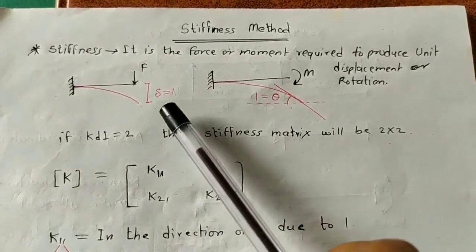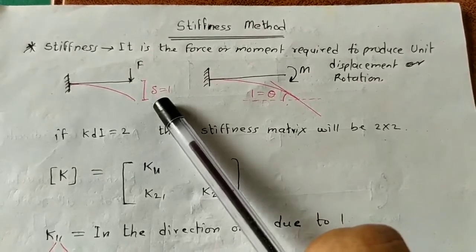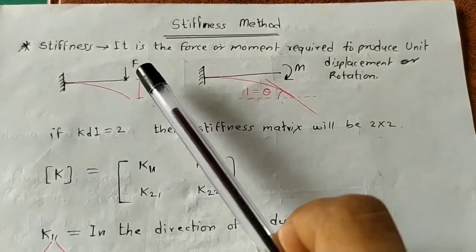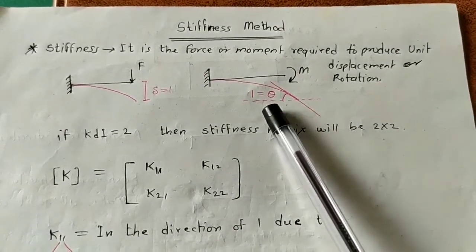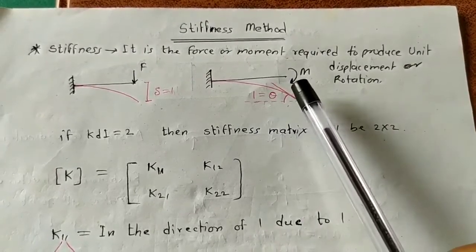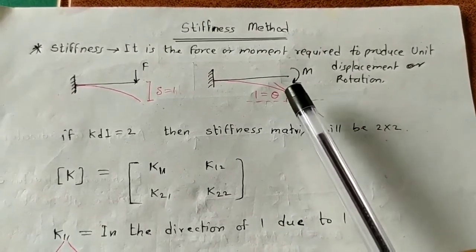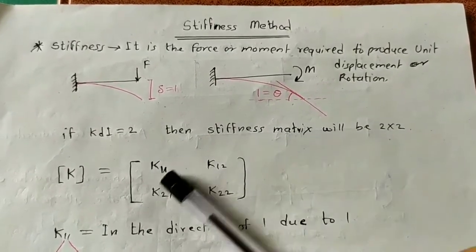Now come to these two diagrams. If I want to get delta equals to 1, then what is the amount of force to be applied? Or if I want to get theta equals to 1, then what is the amount of the moment to be applied? Finding out that thing means we are going to find out the stiffness of that member.